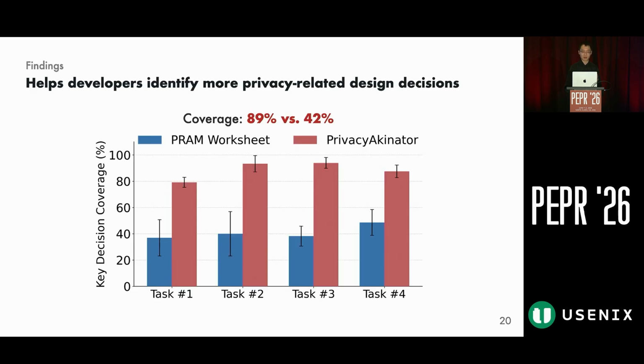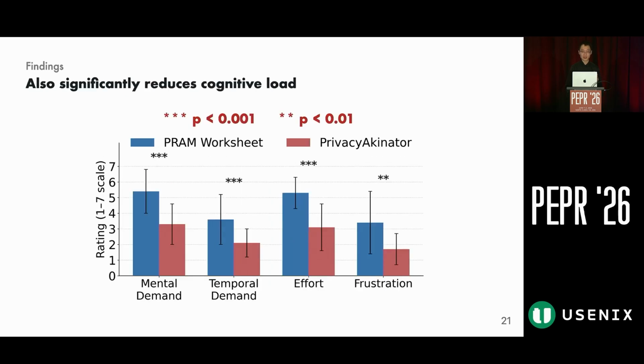And here are the results. We found that our tool works better. First, it can help developers identify more privacy-related design decisions. Participants obtained a coverage of key decisions of 89% using our tool, compared to 42% using the baseline. And it also significantly reduced the cognitive load for developers. Participants perceived significantly lower mental load, effort, and frustration when using our tool.